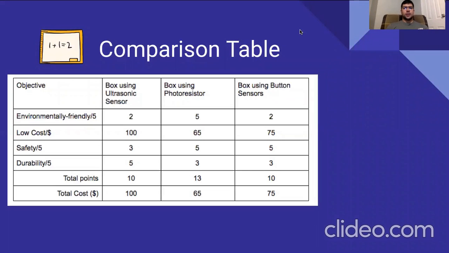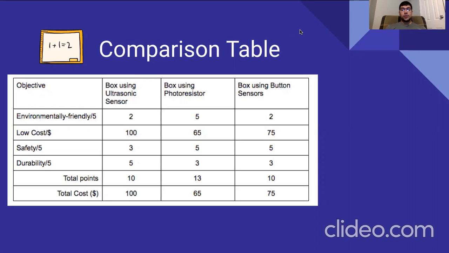Thank you, Alfred. So here I'll talk about the comparison table. As we can see, our objectives in the first column consist of environmentally friendly, low cost, safety, and durability. Each of those criteria besides the cost is out of 5, and the cost is obviously out of the amount of dollars it costs. So besides the cost, the higher the number, the better. And for cost, the lower the number, the better. The second to last row consists of the total points, just the rows out of 5.